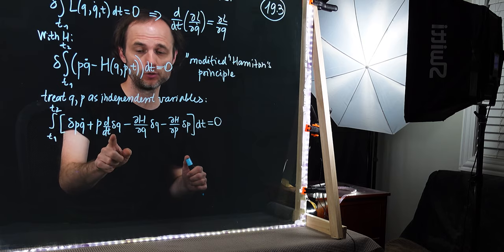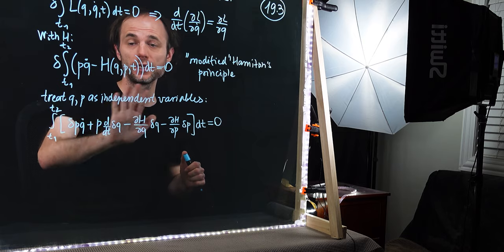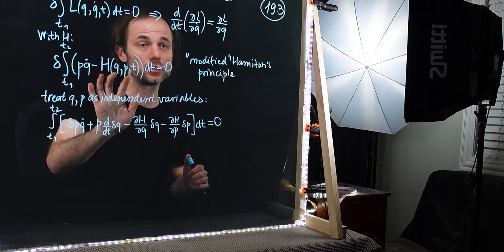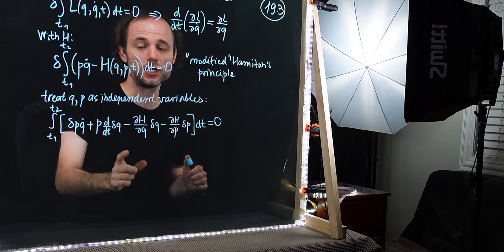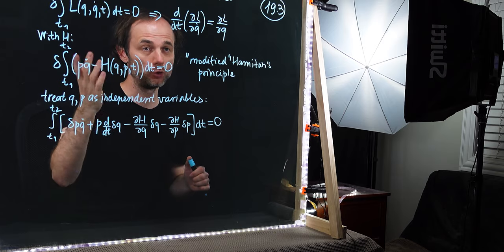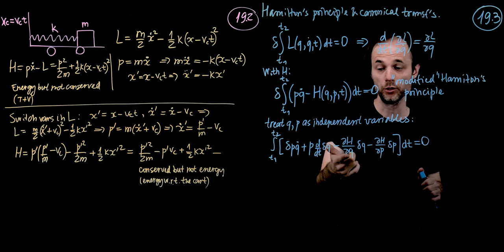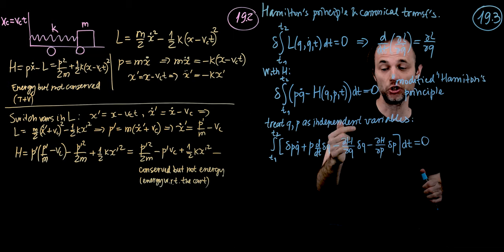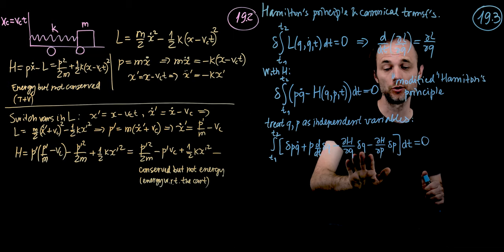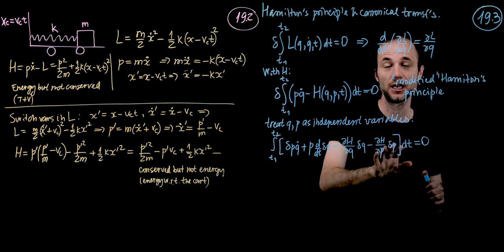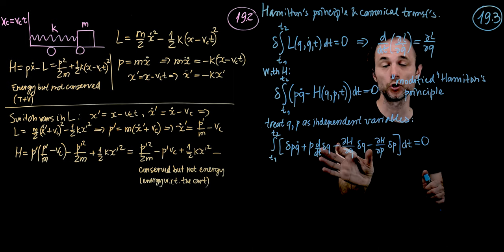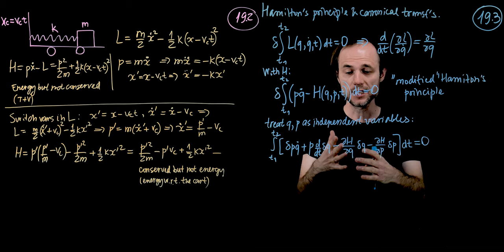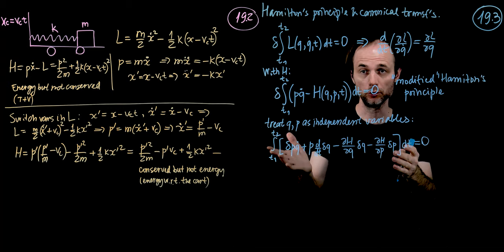of delta q. Finally, we can apply delta, the variation, to h, keeping in mind that it depends on two independent variables, q and p. So the variation of h, full variation of h, we can write it out using a chain rule. So delta h will be dh/dq times delta q plus dh/dp times delta p. And of course, both of them come in with a minus sign because h itself came in with a minus sign. So this is how the modified Hamilton's principle looks like.